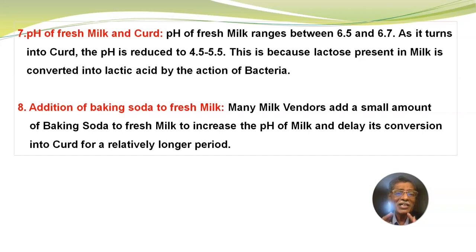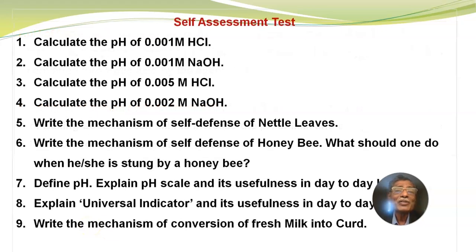Application 8. Addition of baking soda to fresh milk. Many milk vendors add a small amount of baking soda, that is sodium hydrogen carbonate, to fresh milk to increase the pH of milk and delay its conversion into curd for a relatively longer period.